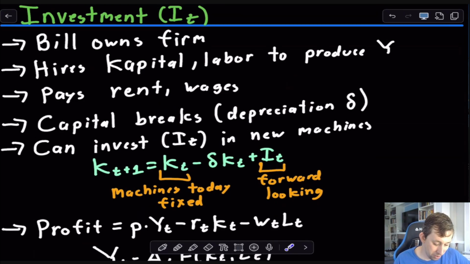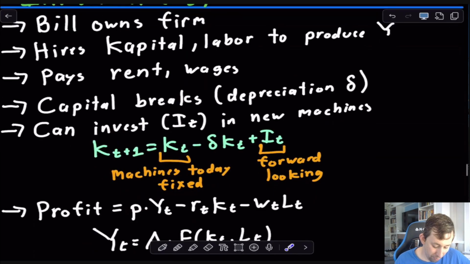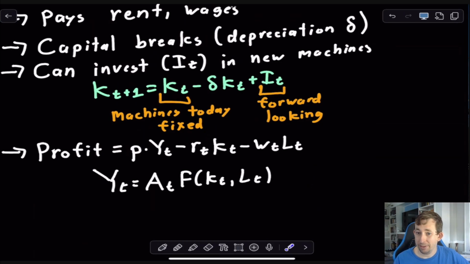So if I'm thinking about investment, suppose instead of being a household, Bill also owns a firm. He hires capital and labor to produce those coconuts. Instead of those coconuts arriving for free, he pays his capital some rental rate and he pays his workers some wages. His machines break every day. The rate at which they break is depreciation delta. And what he can do is he can invest some of those coconuts. Instead of saving, he can invest them to buy more machines tomorrow. So if we're thinking about coconuts, maybe he plants some coconuts and they turn into coconut trees tomorrow. Those coconut trees help him produce coconuts.